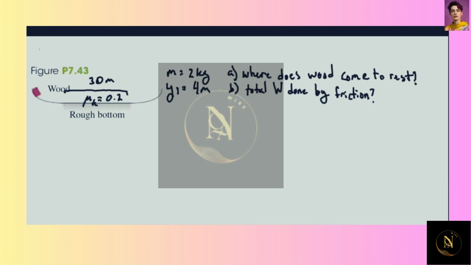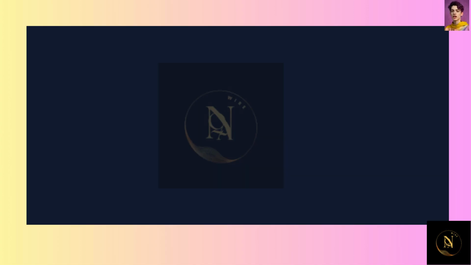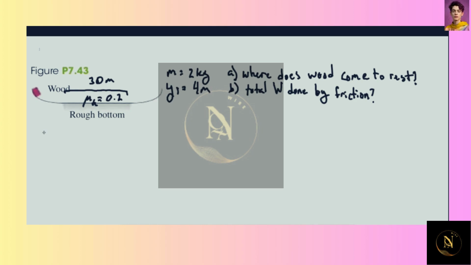So we want to know, where does the wood come to rest, and what is the total work done by friction? We know this starts off with no kinetic energy, and no work is done on it by the friction until it reaches here, where it'll already be at 0 meters.